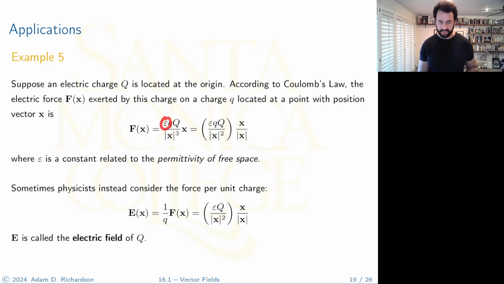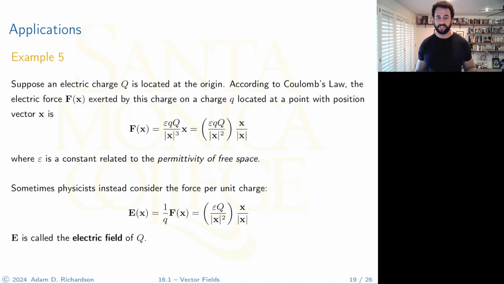What is this little epsilon? Epsilon is a constant related to the permittivity of free space, basically how dense the electric field is allowed to be based on the space that you're working in. And you can look it up on your own, and you will learn about it in engineering courses as well. So this is just a general formula.